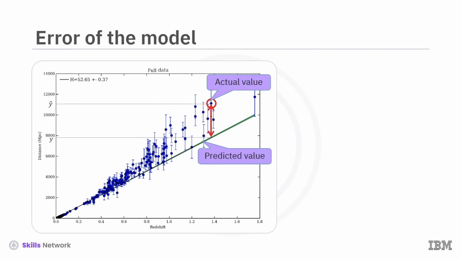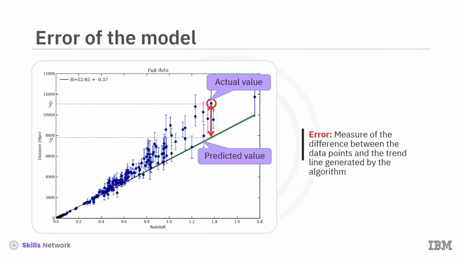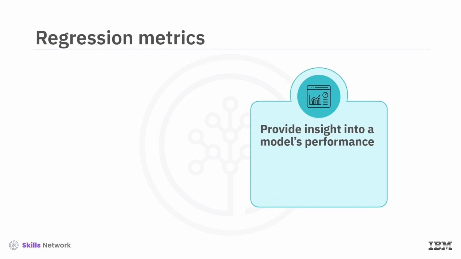In the context of linear regression, the error of the model is a measure of the difference between the data points and the trend line generated by the algorithm. Since there are multiple data points, an error can be determined in various ways. Regression metrics provide insight into a model's performance, such as its accuracy, error distribution, and error magnitude. There are 4 metrics that are the most important in regression.